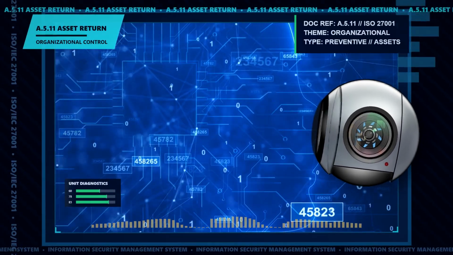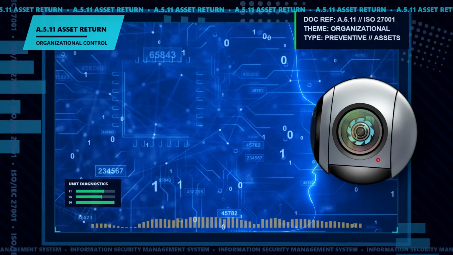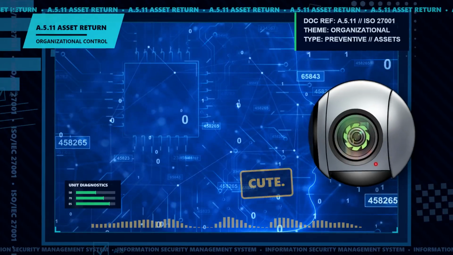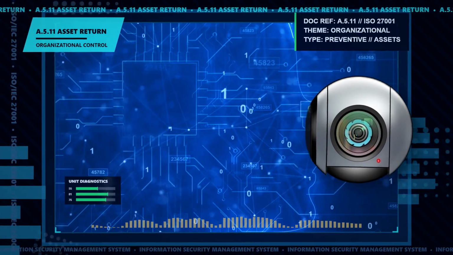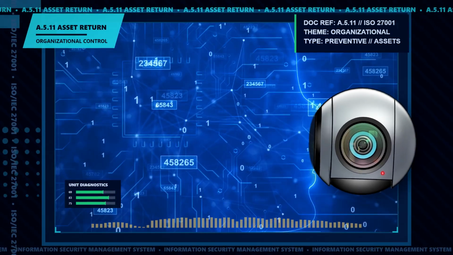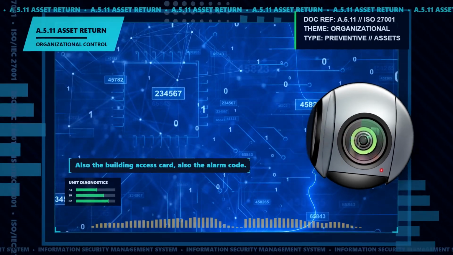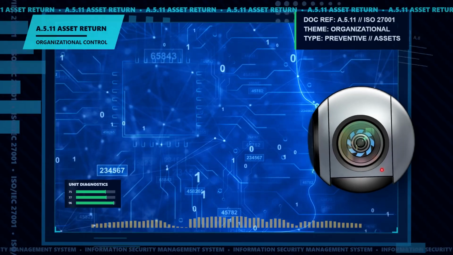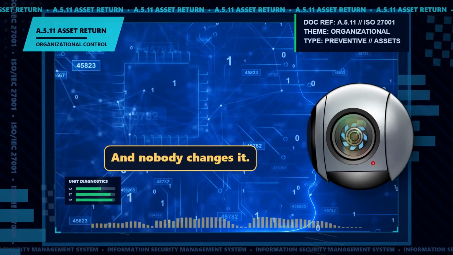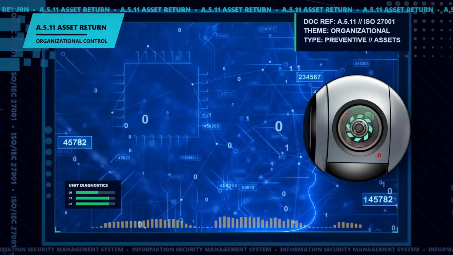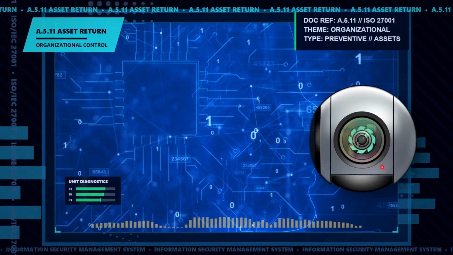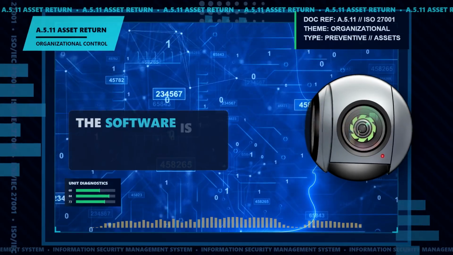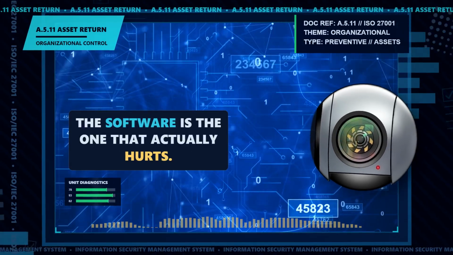So let's define assets, because founders hear that word and picture a laptop. Cute. Yes, the laptop, also the phone, also the hardware token or the security key on their keyring, also the building access card, also the alarm code, which is not a thing you take back, it's a thing you change, and nobody changes it. Also the paper, printed contracts, printed customer lists, that notebook they took to every client meeting, also the software, which is the one that actually hurts.